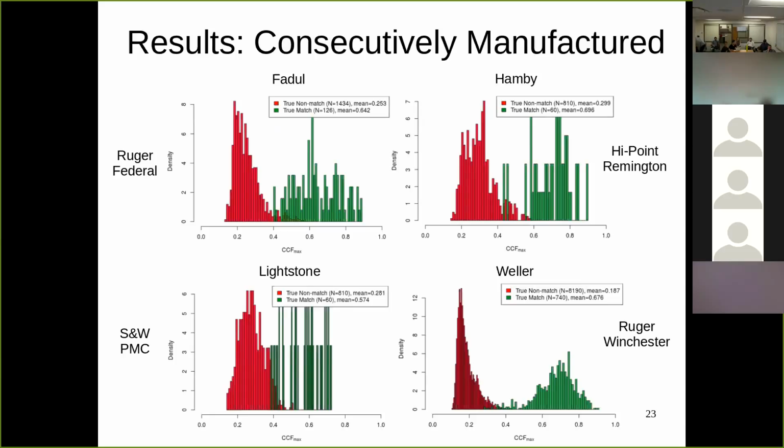What is the word you use? Pistol what? Pistol slide. Slide? Slide. S-L-I-D-E. Slide. Yeah.